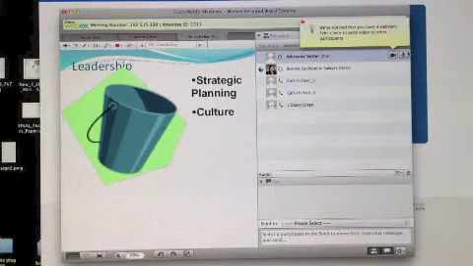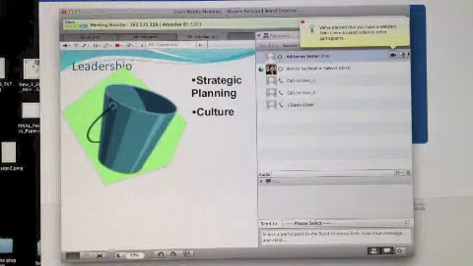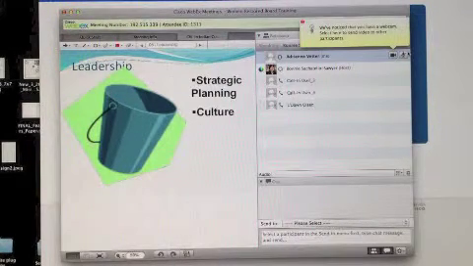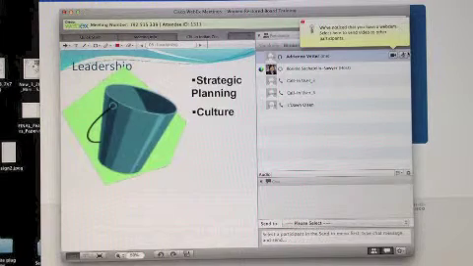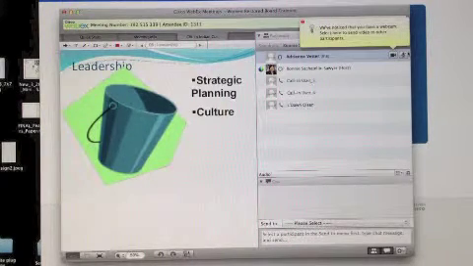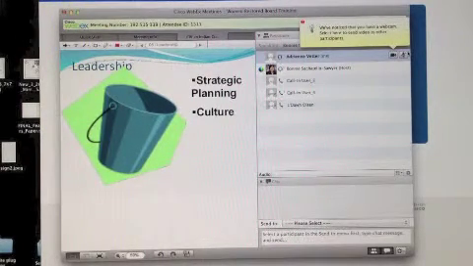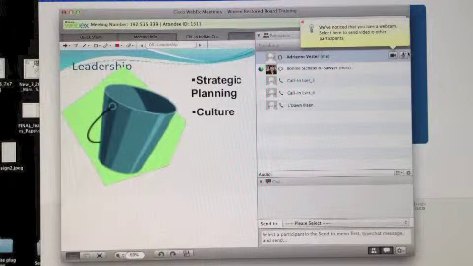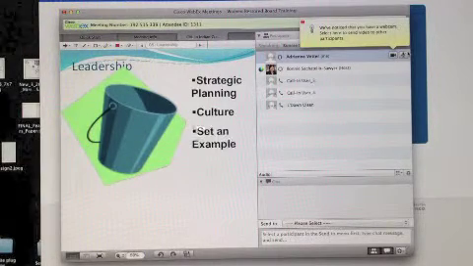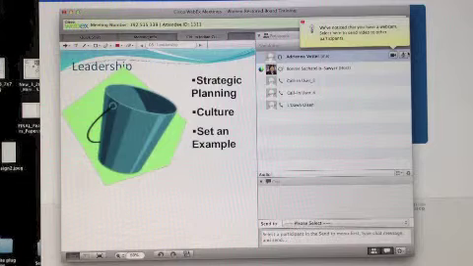You're also setting a culture for the organization. How do you want to work with each other? What are traditional ways of working that make sense? How do you think about your group norms? All of that comes into play as part of the strategic planning process.